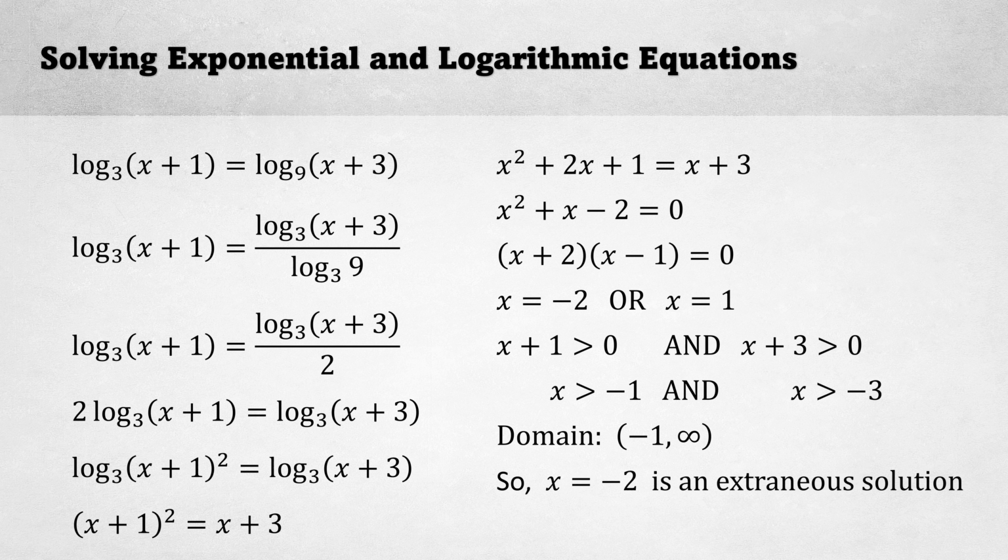Since negative 2 is outside of this interval, x equals negative 2 is an extraneous solution. And because 1 is within the acceptable interval, x equals 1 is an actual solution.